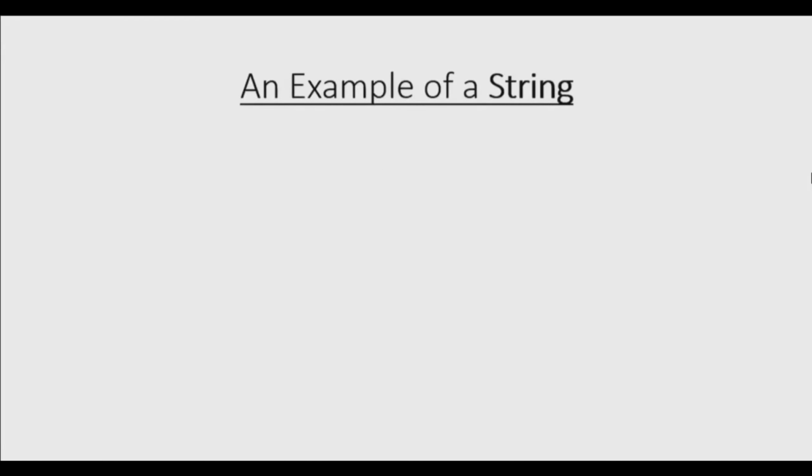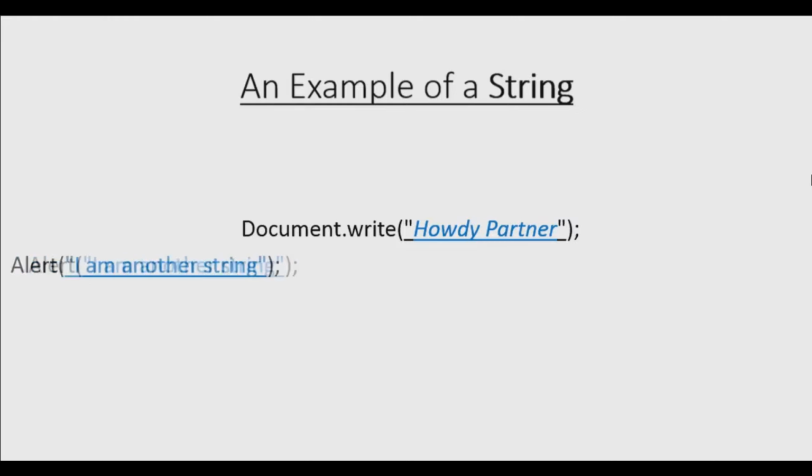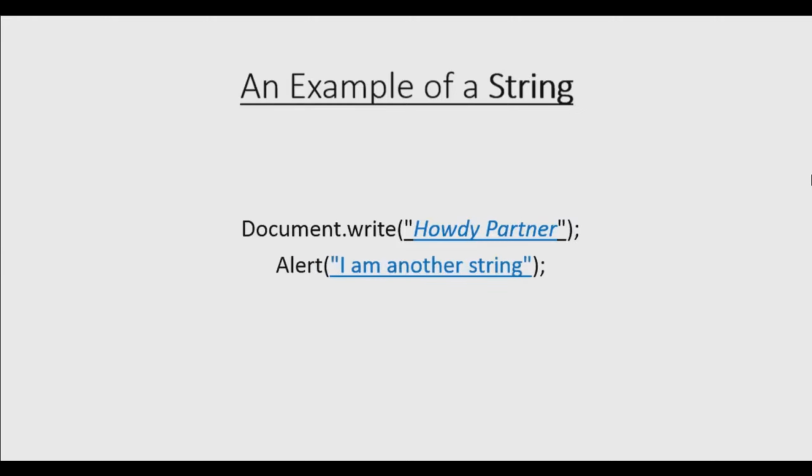Here is an example of a string being used in a command. The string in this example is the part of the text that is in the quotations, like I have highlighted here. Here are some more examples of strings commonly used in JavaScript. Strings can either be single quoted or double quoted.